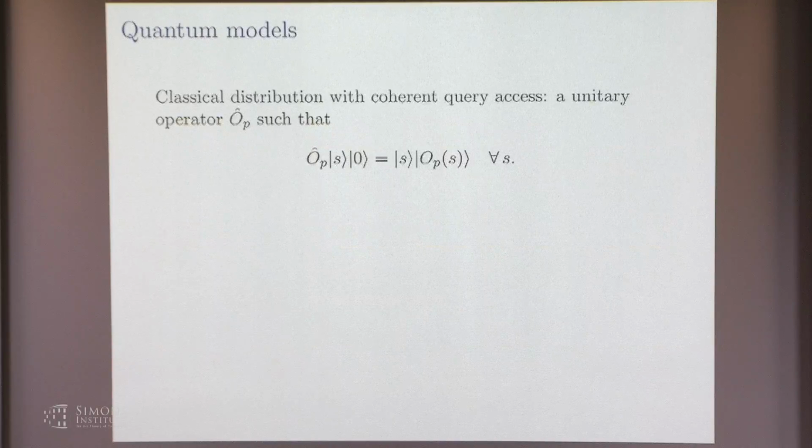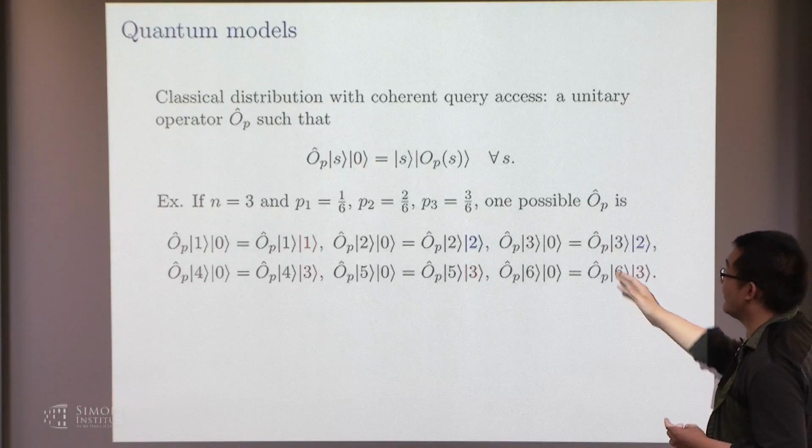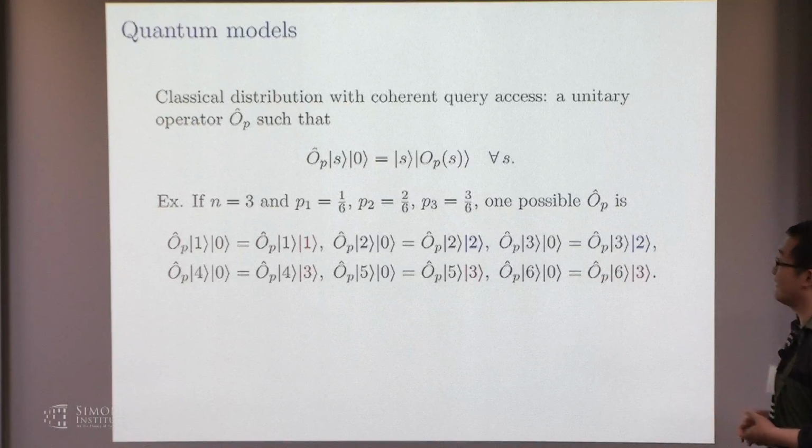The quantum model I'm introducing is a classical distribution with coherent query access. That is, we assume a certain unitary O_P that maps the quantum state |0> to the state |ψ_P>. As a specific example, with a probability distribution on 3 elements with values 1/6, 2/6, and 3/6 respectively, one possible O_P is this one.